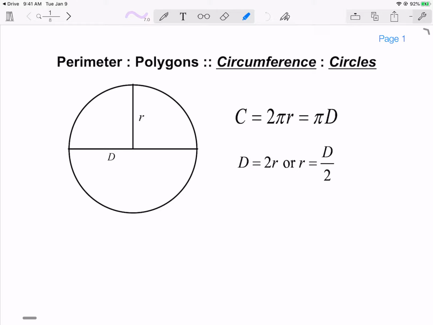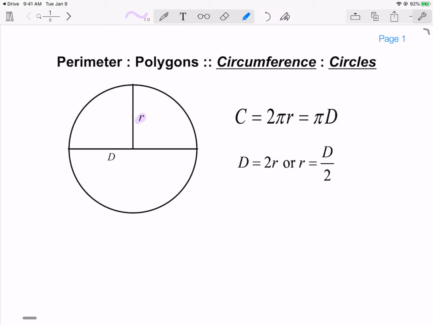Now I've got a little analogy at the top. Perimeter is to polygons as circumference is to circles. What that means is that circumference is simply the length around the outside of the circle, which is technically the perimeter of the circle. Now in order to find the circumference, all I need to do is multiply 2 times pi times r, where r is my radius.